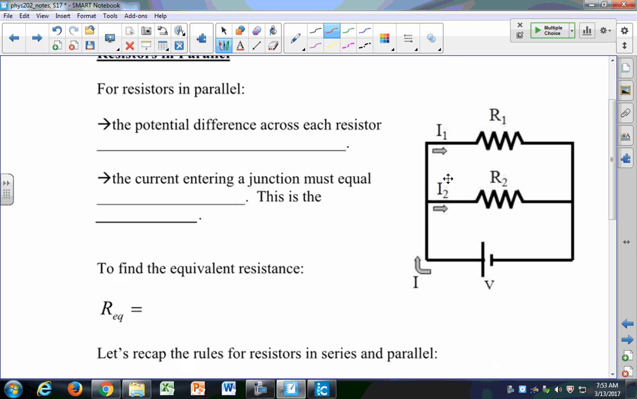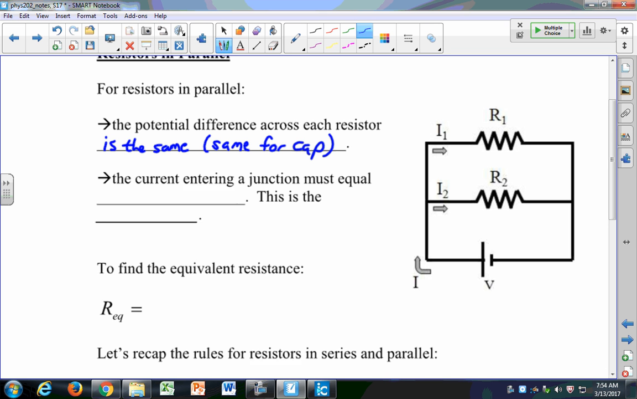Okay, so for resistors in parallel, I've already written the rules, but let's just rewrite them. The potential difference across each resistor is the same. And this was the same for capacitors. It's really just the equivalent resistance and capacitance that switched, but otherwise a lot of the rules are the same. So the potential difference for each resistor is the same.